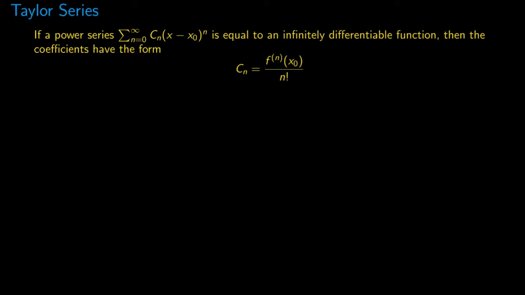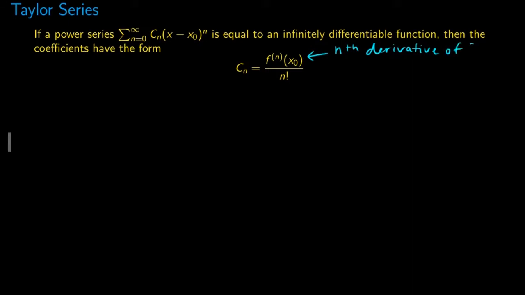Let's write that out really quick. This top here, this is the nth derivative of f evaluated at x naught divided by n factorial, and remember that's n times n minus 1 times n minus 2 all the way down until we multiply by 3 times 2 times 1.